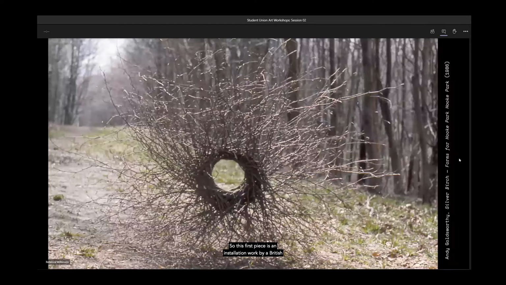So this first piece is an installation work by a British artist called Andy Goldsworthy. What's really interesting about his work and his process is he goes out into nature and he finds things around him and he creates these beautiful installation pieces in nature that he leaves there and that he later photographs. He doesn't extract those items from the environment. He leaves them there. So he's really telling a story about the space and the life that is in the natural environment.